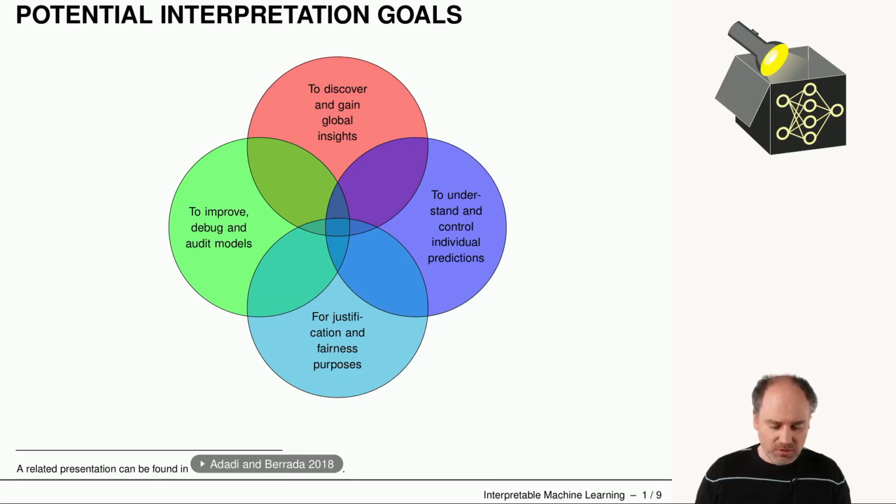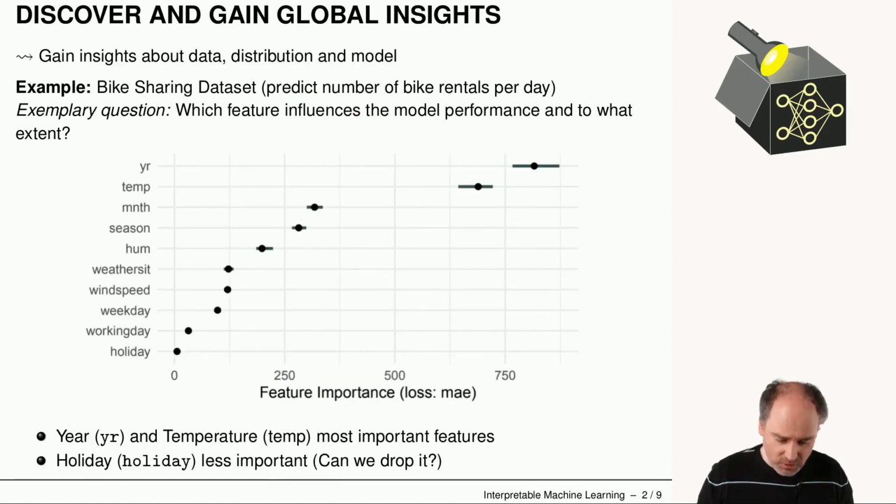So the first one might be to discover and gain certain global insights for our model. The second reason might be to improve, debug, and audit models. A third one might be to understand and control individual predictions. And the fourth one is heavily also associated with things like fairness and fair machine learning. So to justify certain predictions, to justify the application of certain machine learning models in applications, and to figure out whether models are really fair regarding certain individuals or certain subpopulations. So let's start with this first goal, and let's deep dive into these a little bit further.